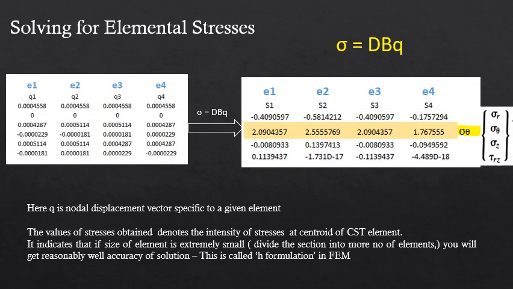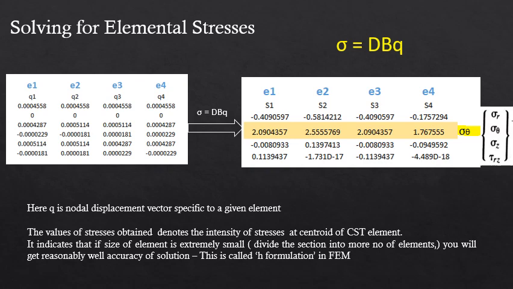Here Q is nodal displacement vector specific to a given element. The values of stresses obtained denotes the intensity of stresses at centroid of CST element. It indicates that, if size of element is extremely small, you will get reasonably well accuracy of solution. This is called H formulation in finite element method.